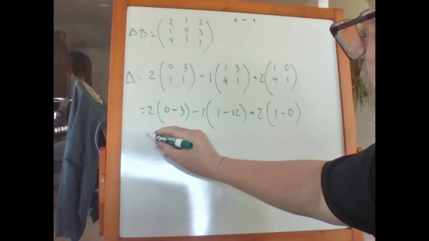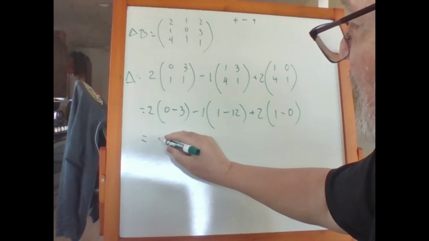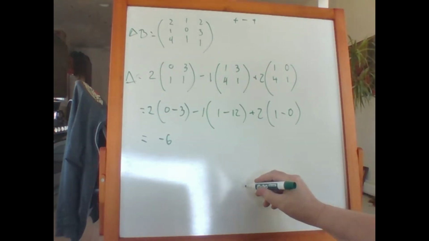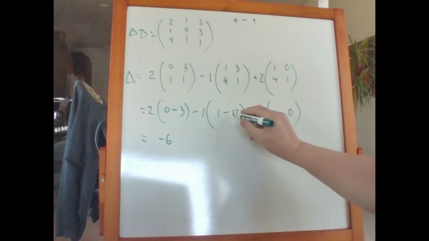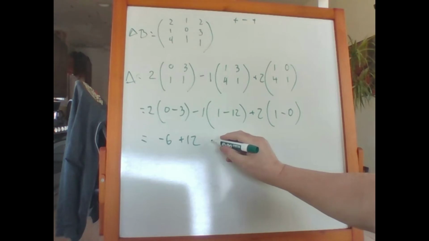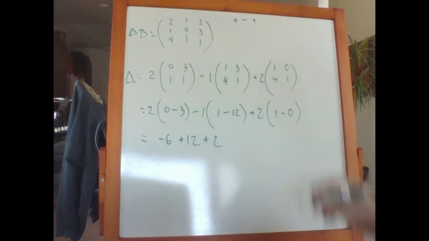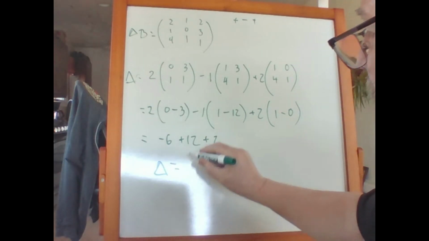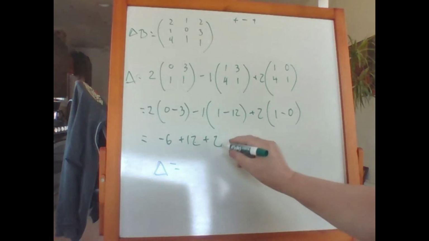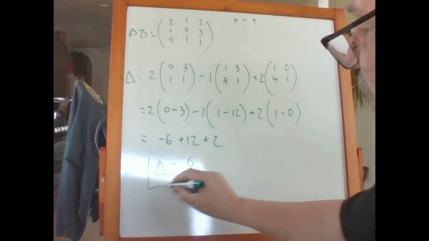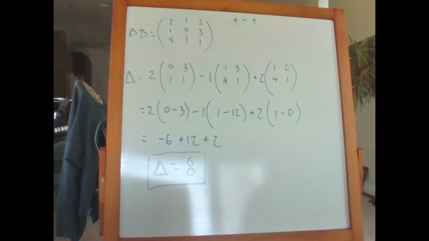And so here we've got 2 times negative 3, that's minus 6. We got a minus 1 times minus 12, so that's plus 12. And we have a plus 2, 2 times 1 is 2. And so our determinant is equal to 12 minus 6 is 6, plus 2 is 8. Our determinant is 8 for this particular matrix.